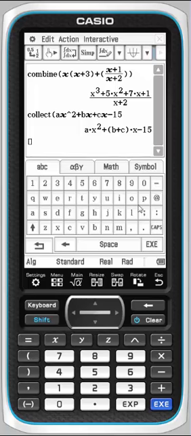That's what collect does. If you chose to collect based on a different variable, we could, for instance, say, we'll collect everything by B. And you'll see that it has anything times B, and then everything else is treated as a constant.